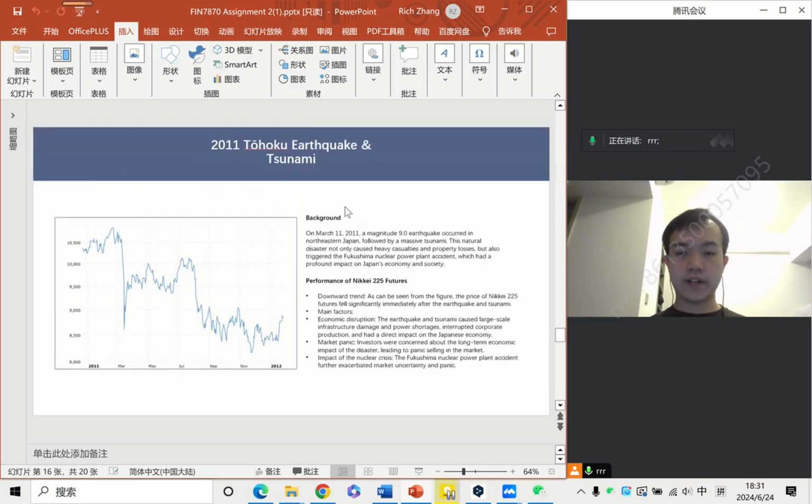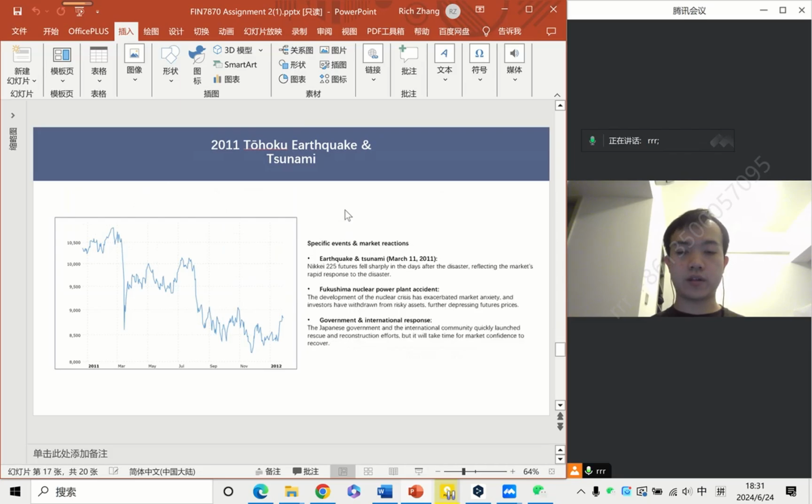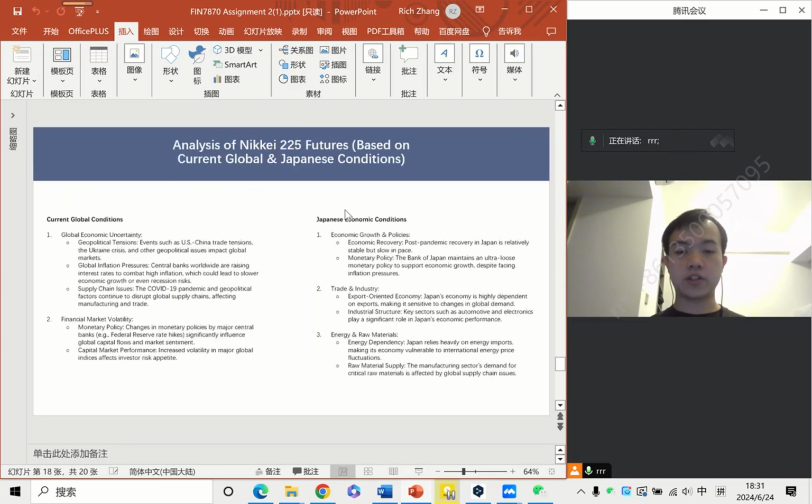The second event is the 2011 Tohoku earthquake and tsunami. This natural disaster had serious consequences, influencing the Japanese stock market. Based on current global and Japanese conditions, we conclude 5 main factors that will affect Nikkei 225 futures.